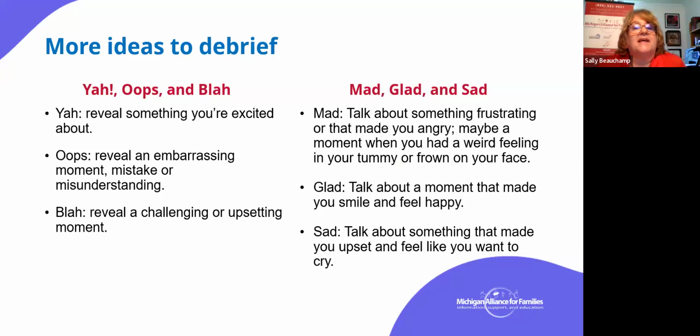Another couple of ideas are yeah, oops, and blah. Yeah reveals something that you're excited about. Oops, you reveal an embarrassing moment, a mistake, or a misunderstanding. Blah, something that is challenging or upsetting at that moment. And then there's the other one, mad, glad, and sad. Mad, you talk about something frustrating or something that made you angry, maybe a moment when you had a weird feeling in your tummy or a frown on your face. Glad, you talk about a moment that made you smile and feel happy. Sad, talk about something that made you upset and feel like you want to cry.